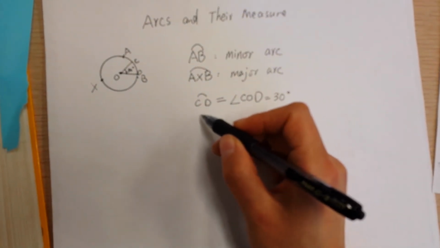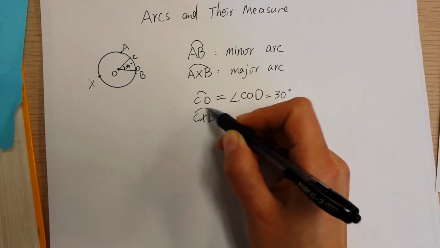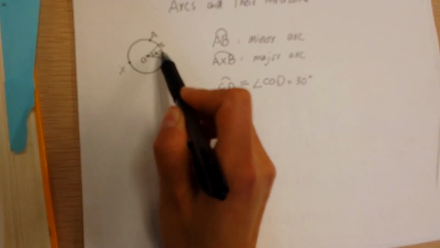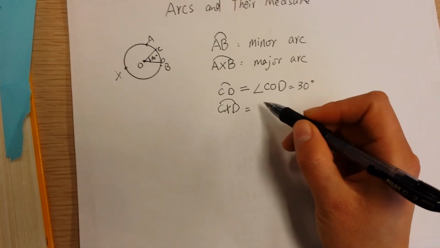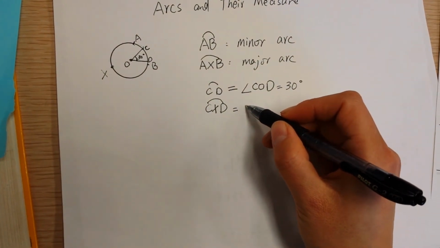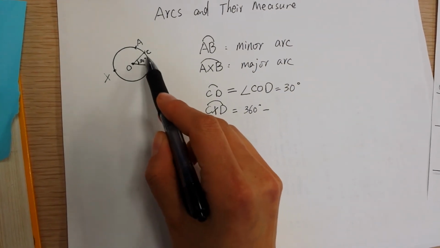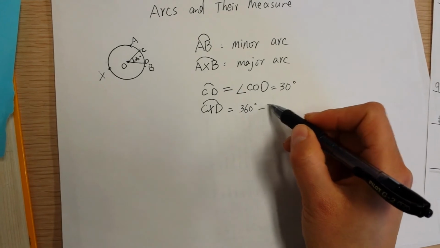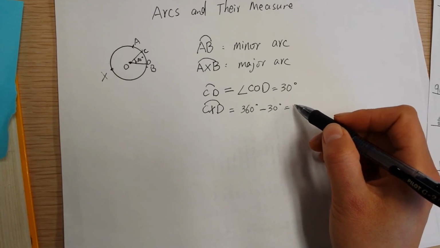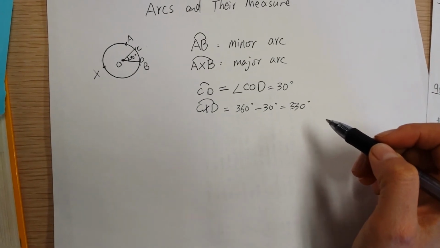Okay, so somebody may ask, what about the major arc CXD? That means we start from C, go through X, all the way to D. Do you know how many degrees are in the whole circle? That will be 360, right? And then we can subtract the little arc, which is the minor arc CD. We already know it's 30 degrees. So the major arc CXD equals 330 degrees. Okay?